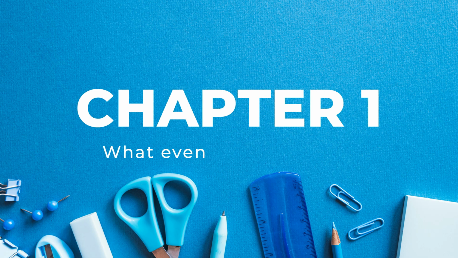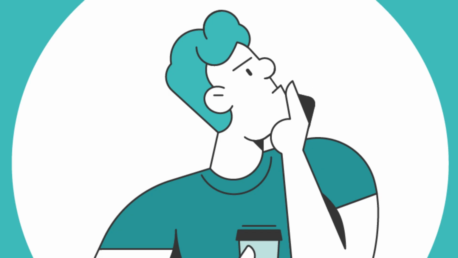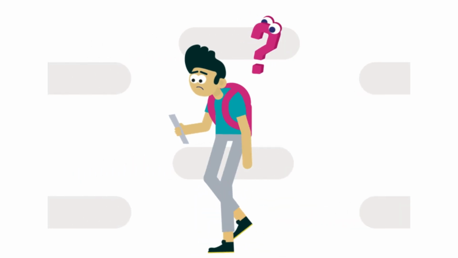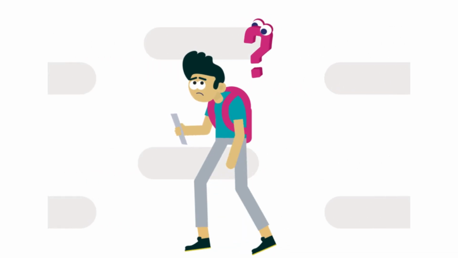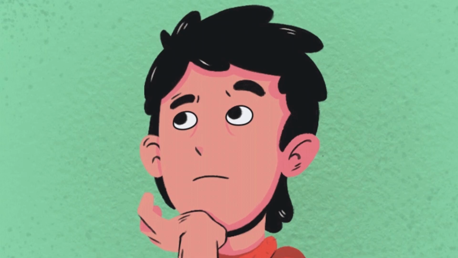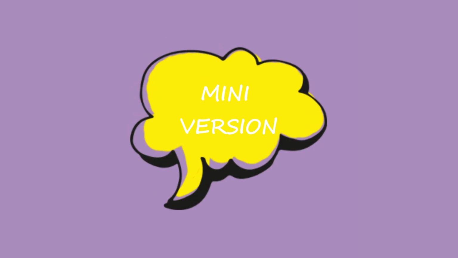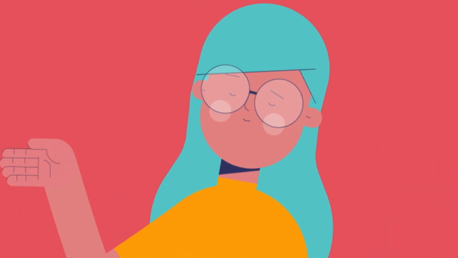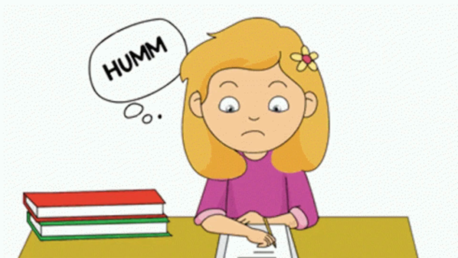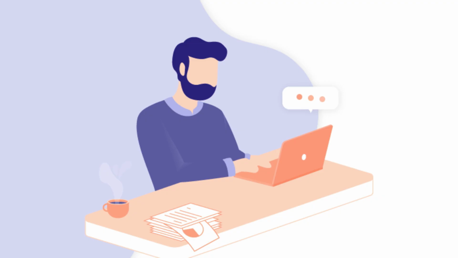Chapter 1. What even is an abstract? Is an abstract just an introduction? Nope. And confusing them ruins your first impression. An abstract is a brief summary of your entire research paper, but it's not just a teaser, it's a mini version of your full study. It should include your goal, method, results, and conclusion. Think of it as a movie trailer, but for your research.